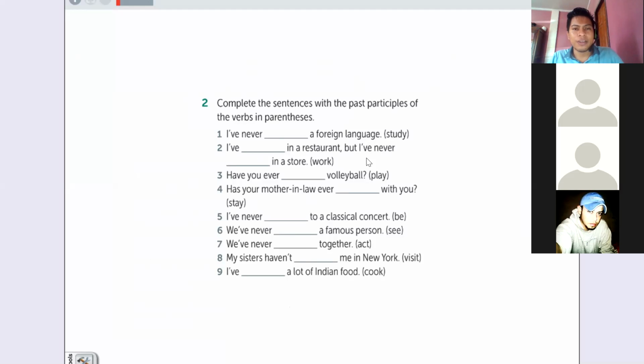Can you see the activities or the exercises? Yes. Complete the sentence with the past participle of the verbs in parentheses. Okay, here I have, I've never studied a foreign language. So continue with 2, 3, 4, 5, 6, 7, 8, and 9 in your notebook. We have 5 minutes, okay?